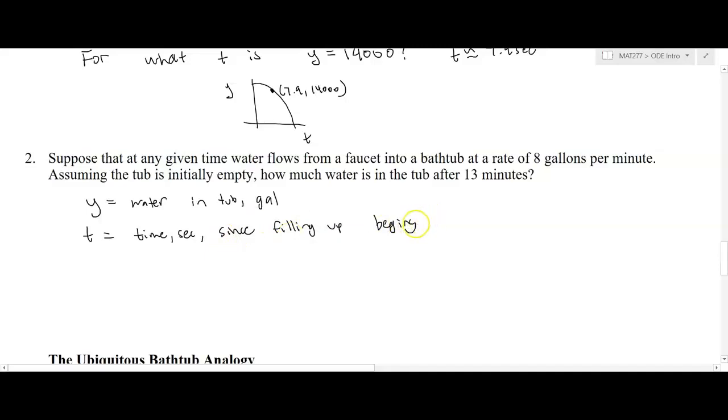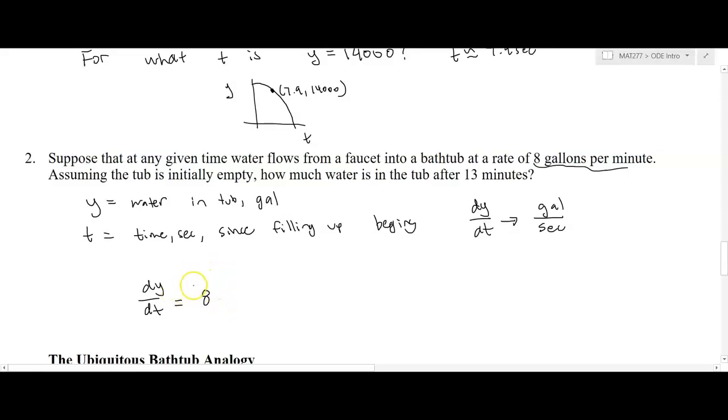Okay, let's think for a second about what the meaning of dy/dt would be. Because y is measured in gallons, we would have change in gallons divided by change in seconds. So the units of dy/dt are going to be gallons per second. But that's exactly what we're given here. We're told that the rate of change of the amount of water in the tub is gaining 8 gallons per minute. So this equation, believe it or not, is simply dy/dt = 8.